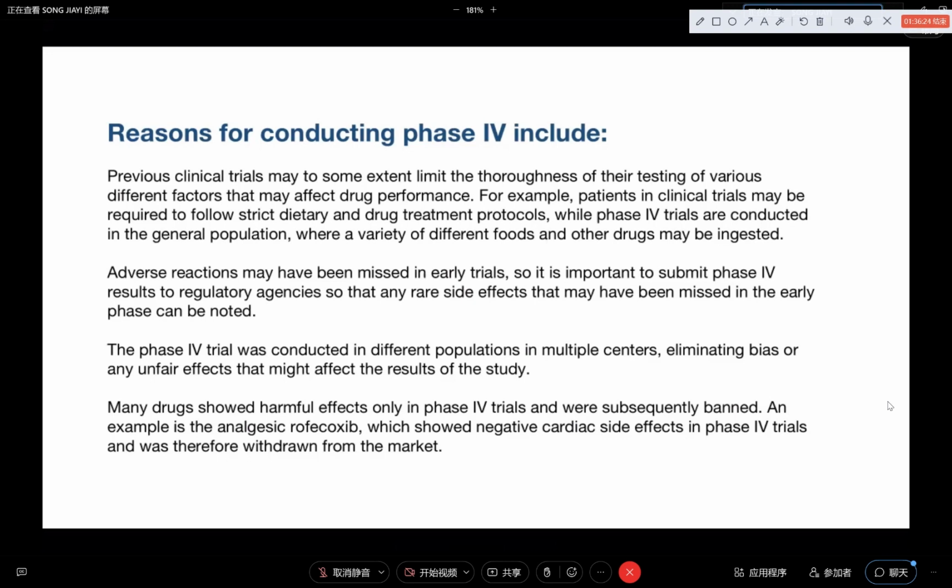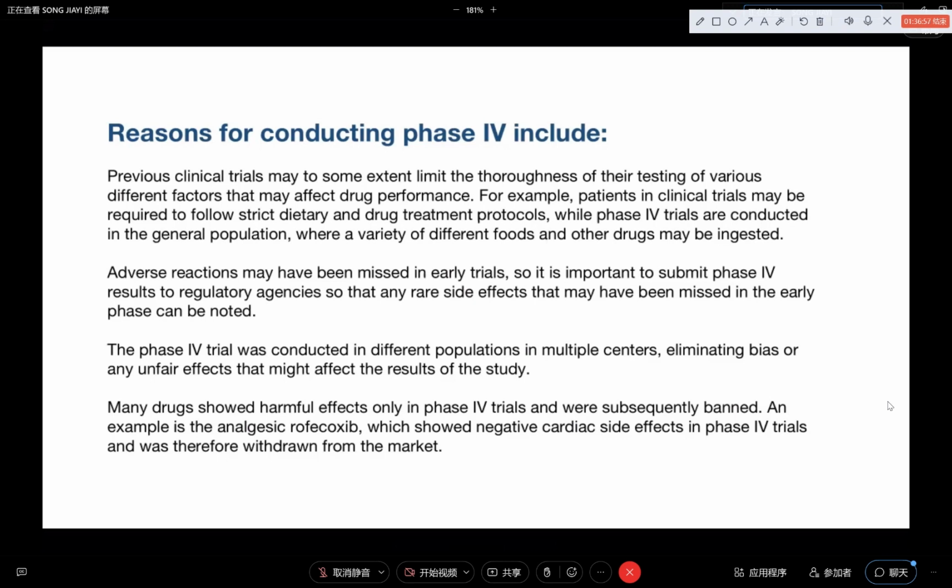Other trials may be limited because patients need to follow strictly prescribed dietary and drug regimens, while phase 4 trials are conducted in the general population to investigate the effects of various foods and drugs on the drug performance. Such a design can more comprehensively evaluate the real effect and safety of the drug. The phase 4 trial is conducted in multiple centers and different populations, eliminating potential bias and off-field effects and increasing the reliability of study results.